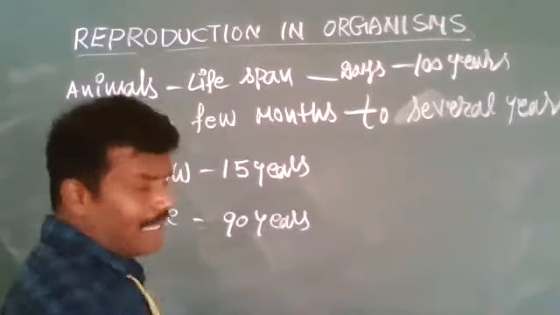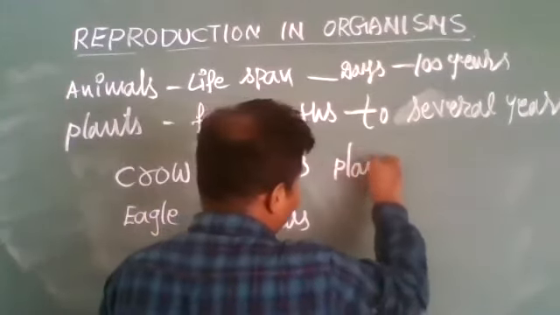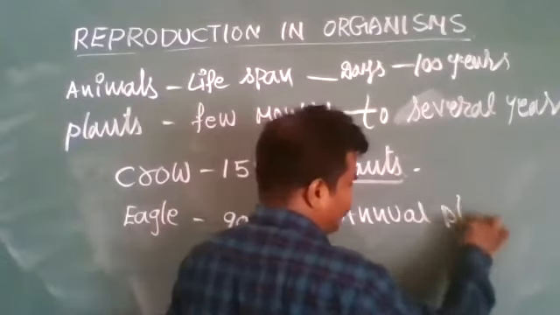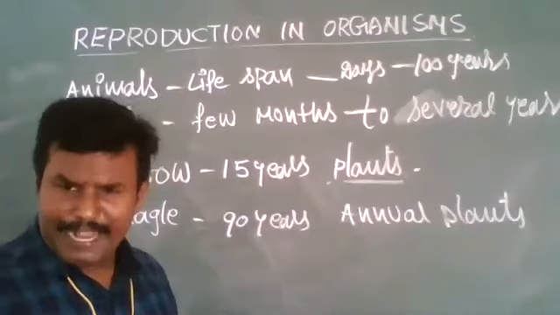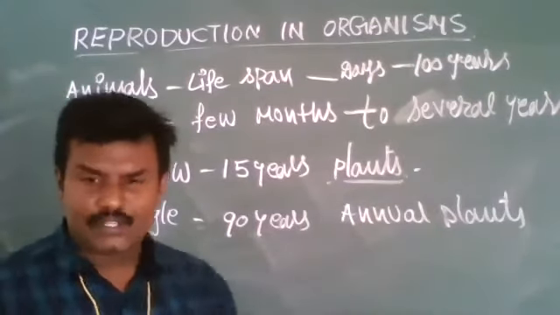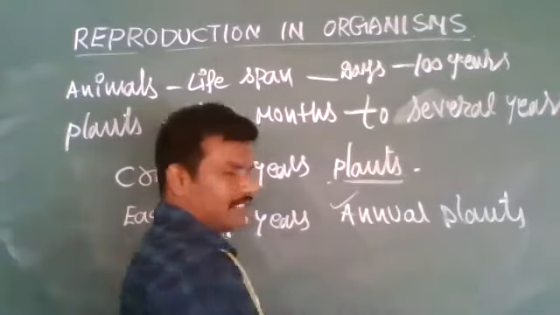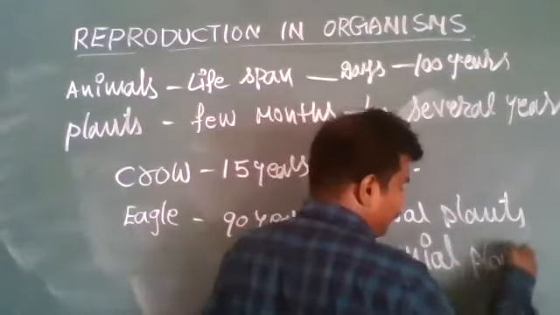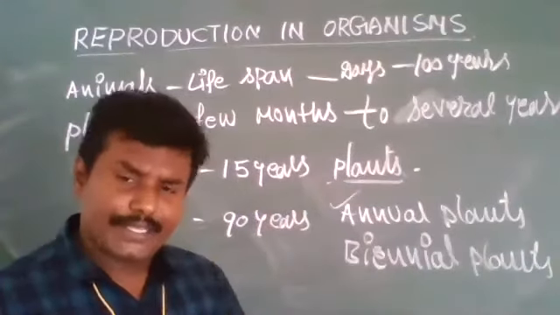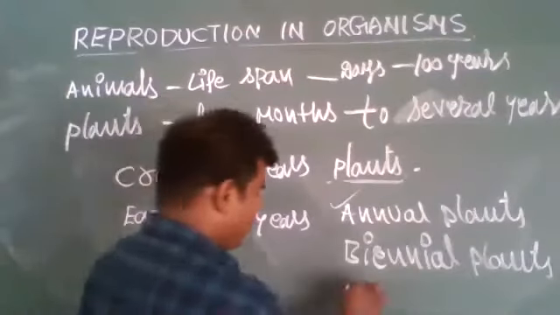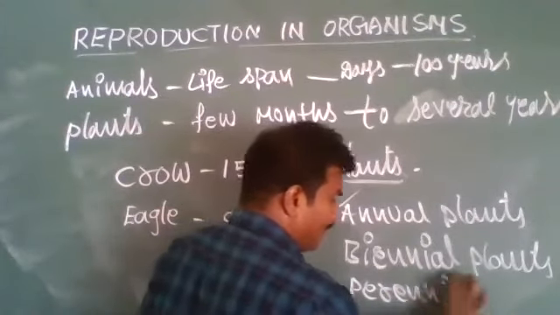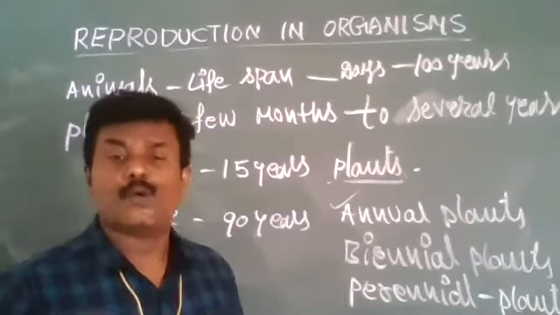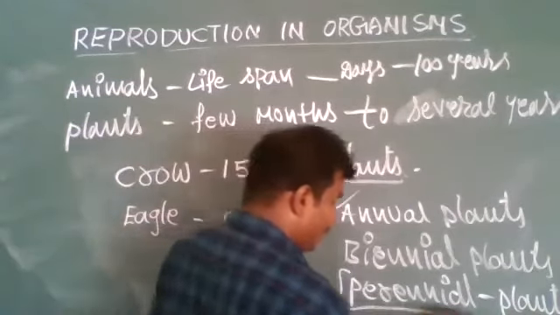Depending upon the lifespan, plants can be classified into 3 types. Those are annual plants. Some plants can finish their life cycle within 1 year. Such plants are called annual plants. Biennial plants are the plants which finish their life cycle in 2 years. Those are called biennial plants. Perennial plants are the plants which live more than 2 years. Such plants are called perennial plants.